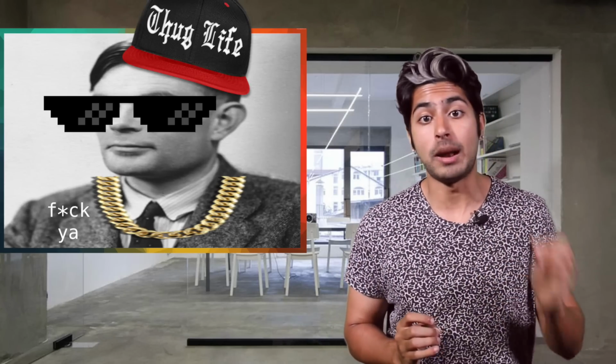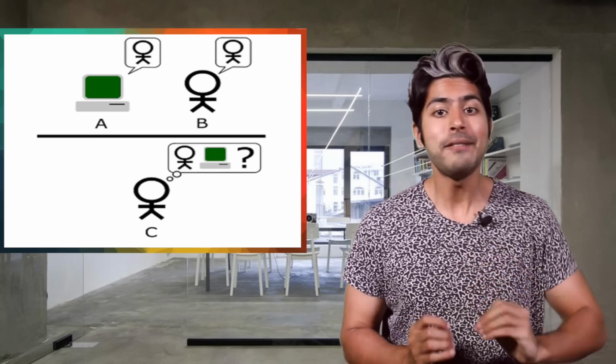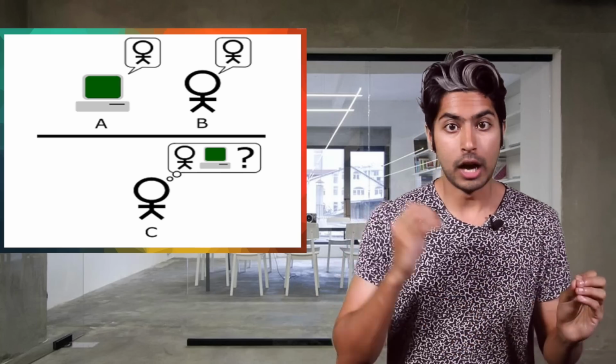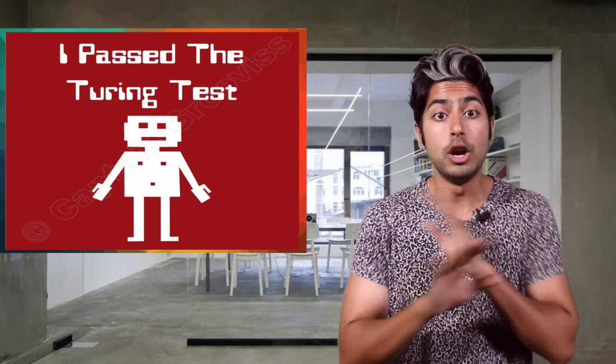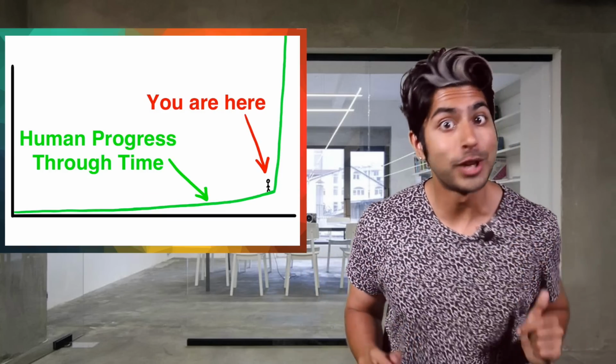The OG computer scientist Alan Turing proposed a test to judge whether or not a machine exhibited human-level intelligence by having the human observe a conversation between a human and a machine. If it couldn't tell if the machine was a human or not, it passed the test. So far, no chatbot has passed the Turing test, but we'll get there.